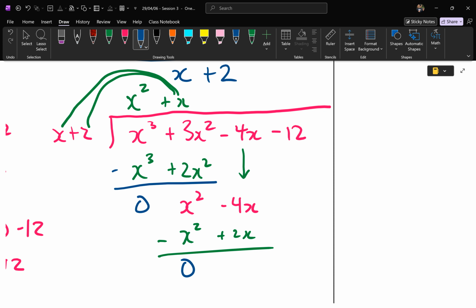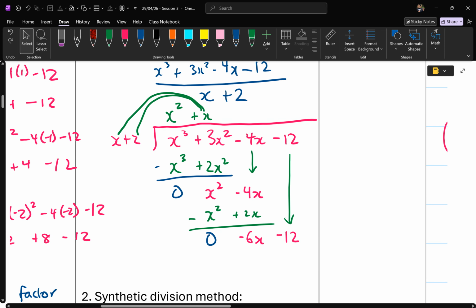But then what's left? Be careful here. -4 subtract 2. -6. Very good. So be careful there. So -4 subtract 2. You now have -6x. And then the last step, drop in the -12. And you only got one more to do. One more to do. So same thing again.